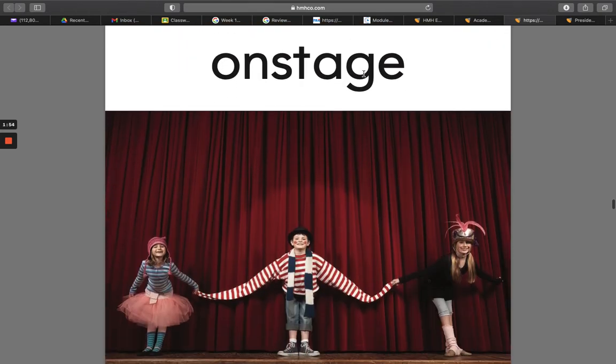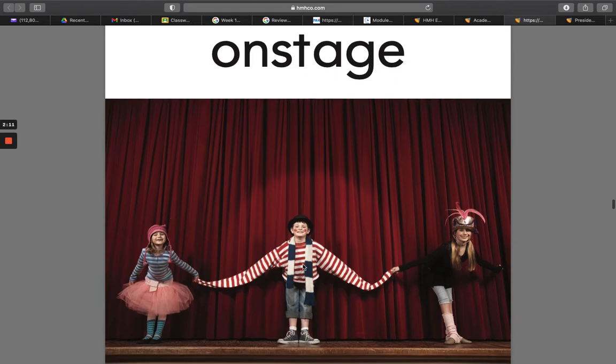And then the word on stage. Say on stage. Let's spell it. O-N-S-T-A-G-E. On stage. When you go on stage, you go to the place where actors stand and perform. So in our picture right here, we have these little children, and they are on stage. They look like they're performing some kind of something.